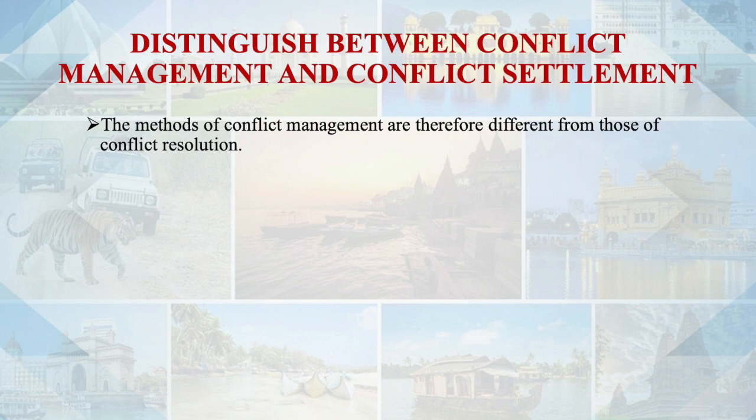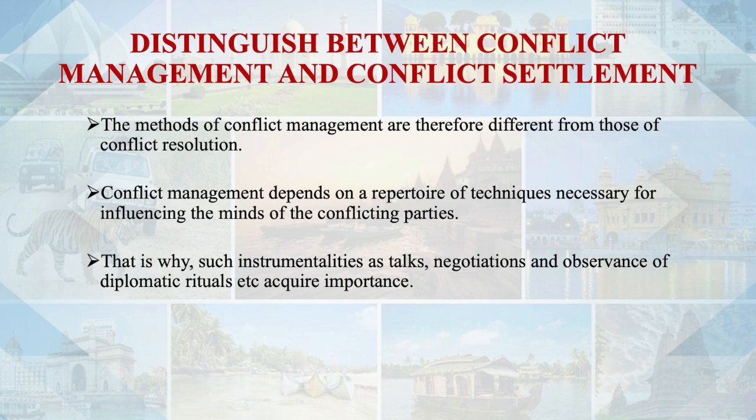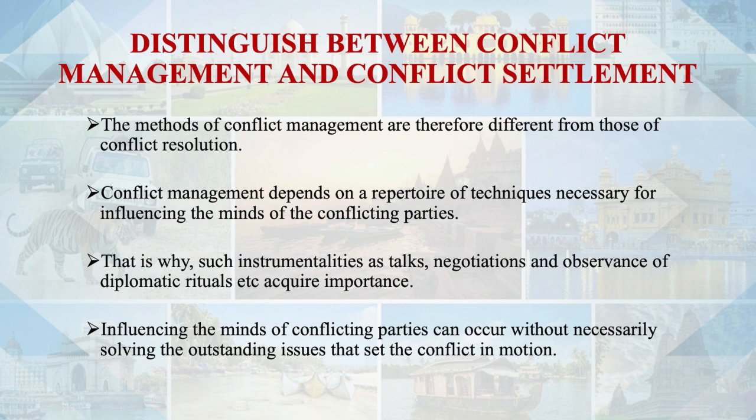These are the main points. And the third is that the methods of conflict management are different from those of conflict resolution. Means the methods, measures and practices used in conflict management are different in comparison to conflict resolution. Conflict management depends upon different techniques necessary for influencing the minds of the conflicting parties. That is why instruments like talks, negotiations, and observance of diplomatic rituals have larger implications in conflict management. Influencing the minds of conflicting parties can also occur without necessarily solving the outstanding issues that set the conflict in motion. One can influence the minds of the conflicting parties, but it does not necessarily prove that all the outstanding issues involved in the conflict are resolved.